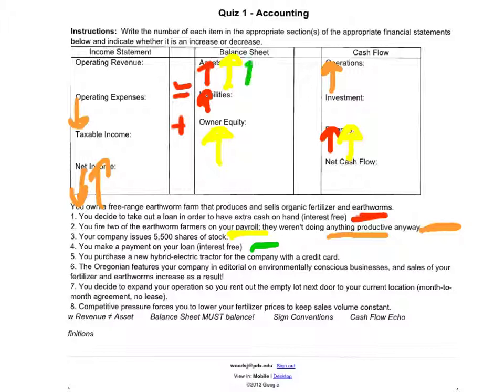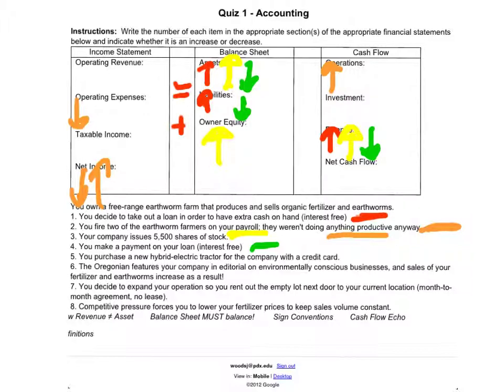So what's going on here is you have a decrease in assets because you got some cash going out, you're making a payment. You're also having a decrease in your liabilities, and those guys balance each other out. And then finally, because this is something which is finance related, you're going to see a decrease in cash from finance.